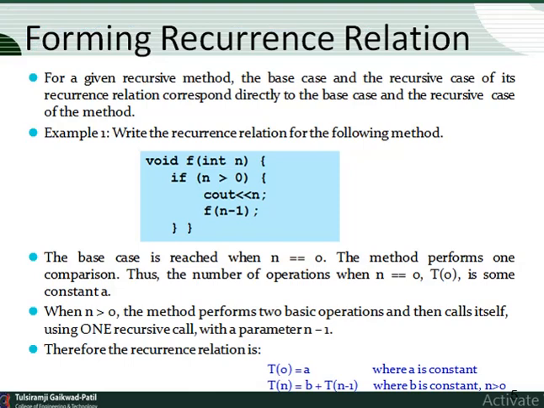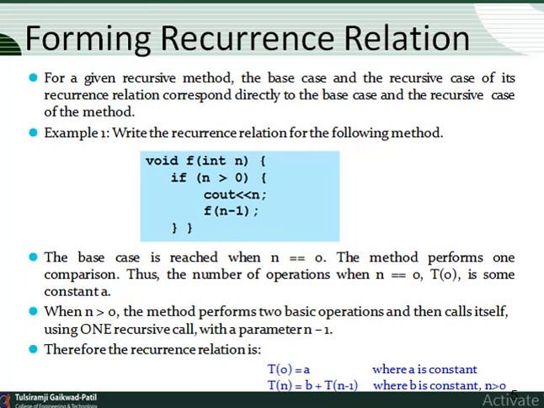For forming a recurrence relation, for a given recursive method, the base case and the recursive case of its recurrence relation correspond directly to the base case and the recursive case of that method. There are two different cases, as we have already discussed. Where there is no T is called the base case, and where there is a T is called the recursive or recurrent case.